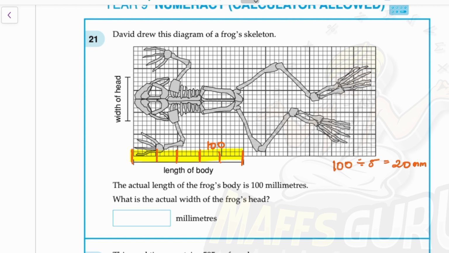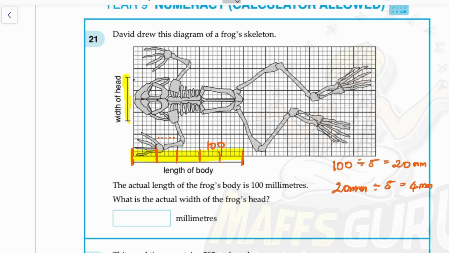And what I now can do then is say that if a big square stands for 20 millimeters, and I can divide that by 1, 2, 3, 4, 5 little squares, that gives me each little square stands for 4 millimeters. So again, a big square stands for 20, and because I've got 5 little squares in the big square, I can do 20 divided by 5, and that gives me 4 millimeters. How is that helpful to me? Because I can now work out how many squares the width of his head is.